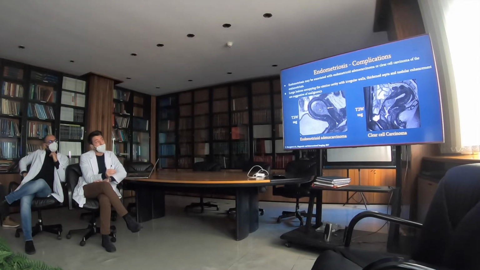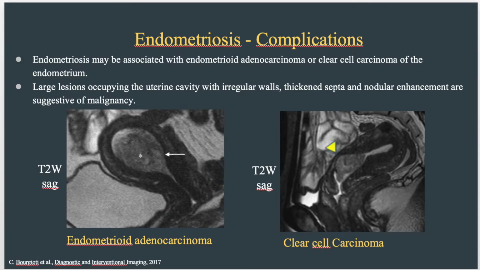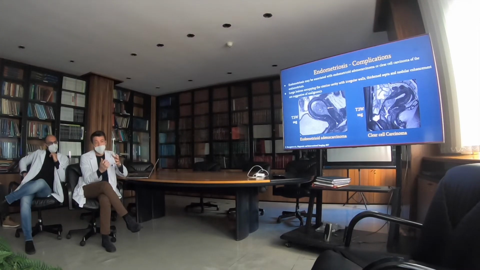Remember that endometriosis also has another complication, an association with two types of malignant lesions: the endometrioid adenocarcinoma, which we can see on the left, and the clear cell carcinoma on the right. These two lesions occupy the uterine cavity; in particular, remember that the endometrioid adenocarcinoma tends to invade the entire uterine cavity, and both have irregular walls, thickened septa, and nodular enhancement.